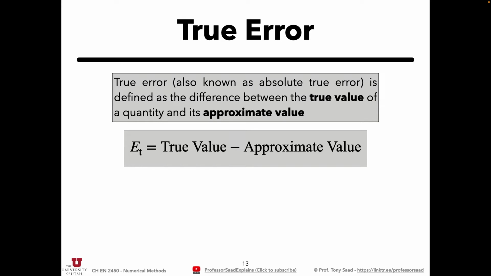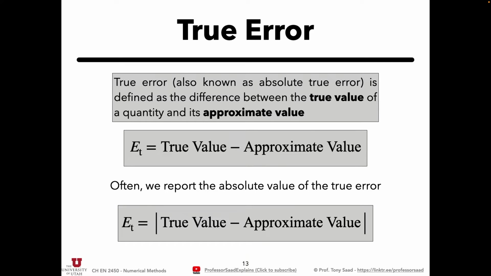Let's say you expect the concentration of PM 2.5 in this room to be 10 micrograms per liter, and then your sensor is measuring 9.8. Then the error is 10 minus 9.8. Very simple, very obvious. Okay? So often we report this as the absolute value so that we don't get a signed number for the error.